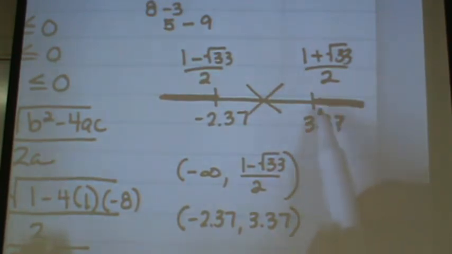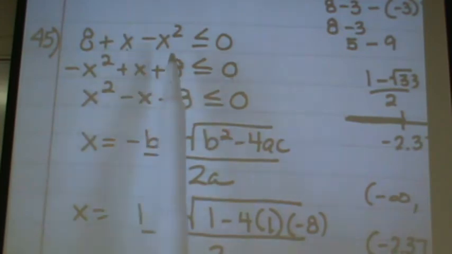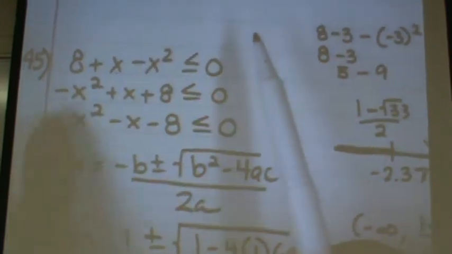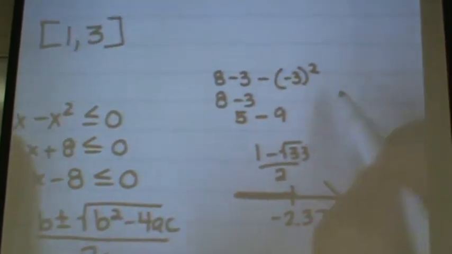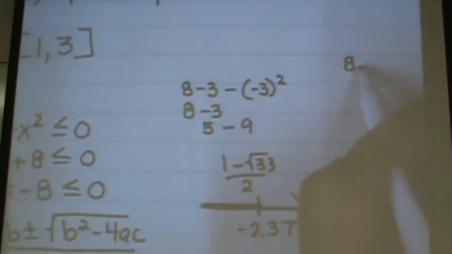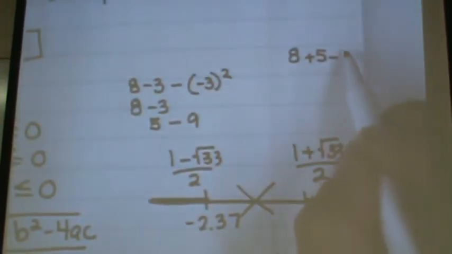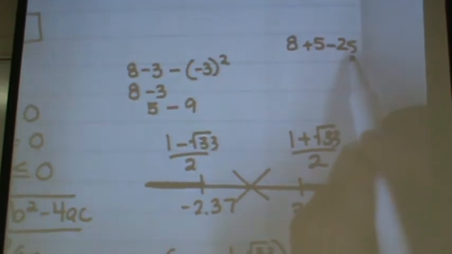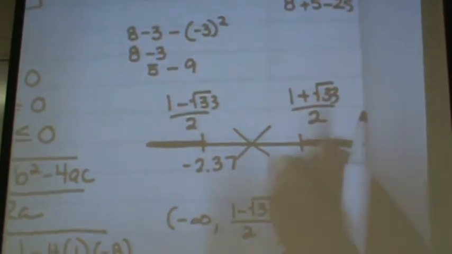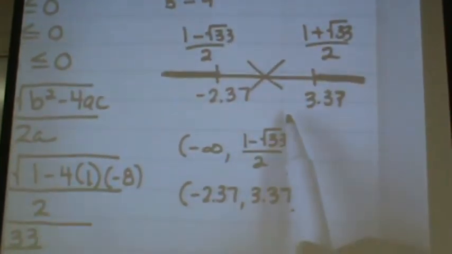If you plug in a number like, let's say, 4 or 5. If you plug in 5, you'd do 8 plus 5 minus 5 squared, that's going to be minus 25. That region, 13 minus 25, is a negative number. This region will work. So our answer is going to be a weird one.